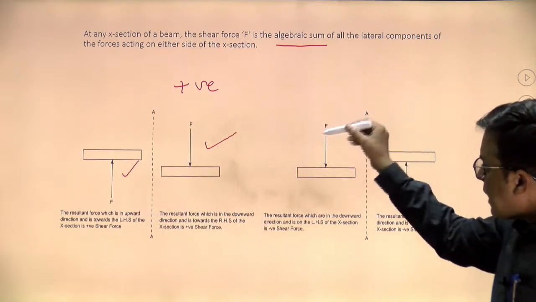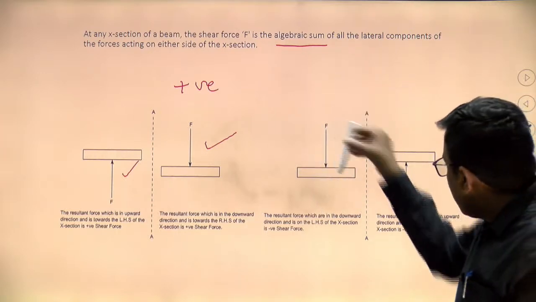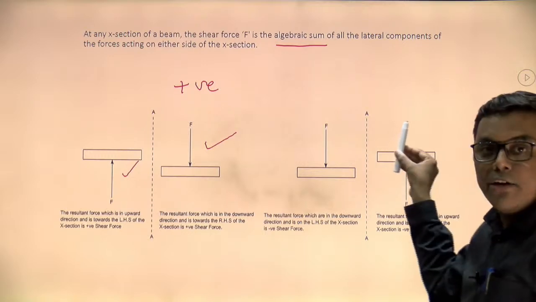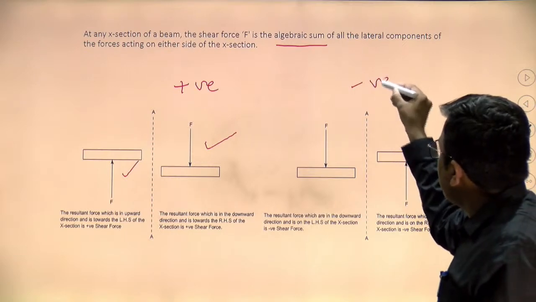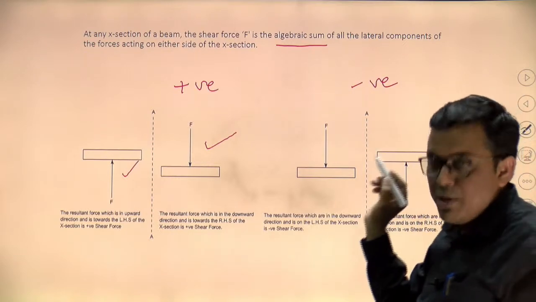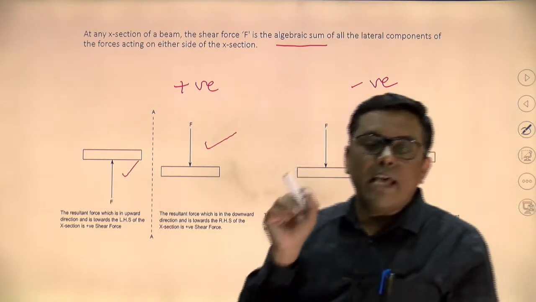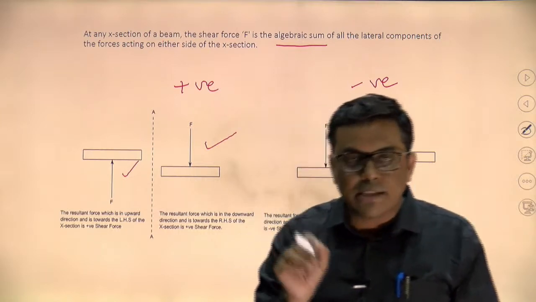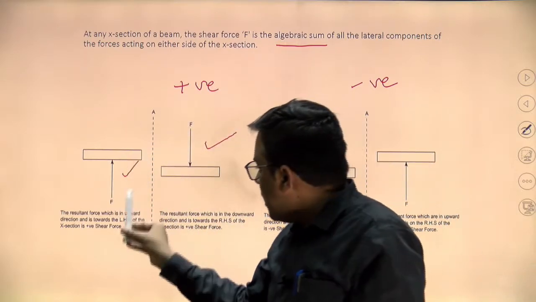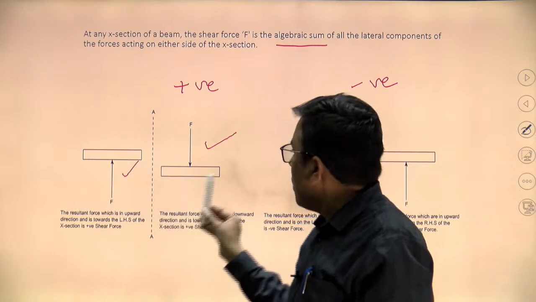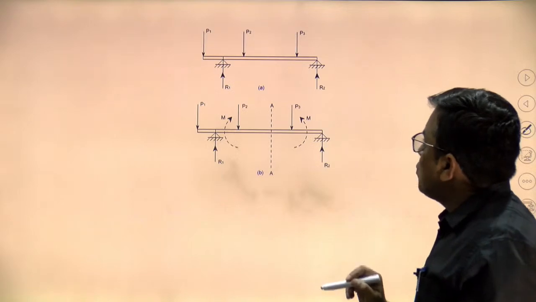If on the left side of the section plane the resultant of all the forces is downward, or on the right side the resultant of all the forces is upward, this will be treated as negative shear force. So that's the first thing which must be known to us. Shear force is the algebraic sum of all the forces acting on either side of the section plane. Sign convention: on the left side of the section plane, upward shear force is positive; on the right side, downward is positive; and vice versa. Now come to the point, bending moment.